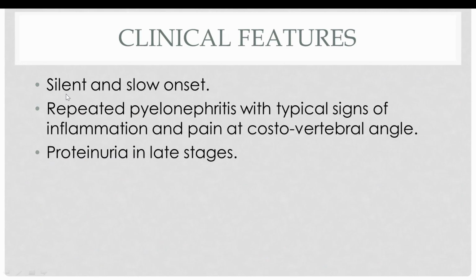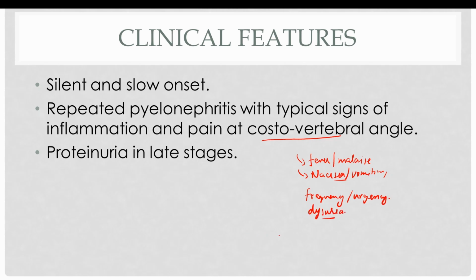Chronic pyelonephritis has a silent and slow onset. That's why it is difficult to notice in the early stage, but often there is a repeated history of acute pyelonephritis with typical signs of inflammation. The patient presents with pain at the costovertebral angle, fever and malaise, and some nausea and vomiting. There could be a history of frequency, urgency, burning micturition, or dysuria.